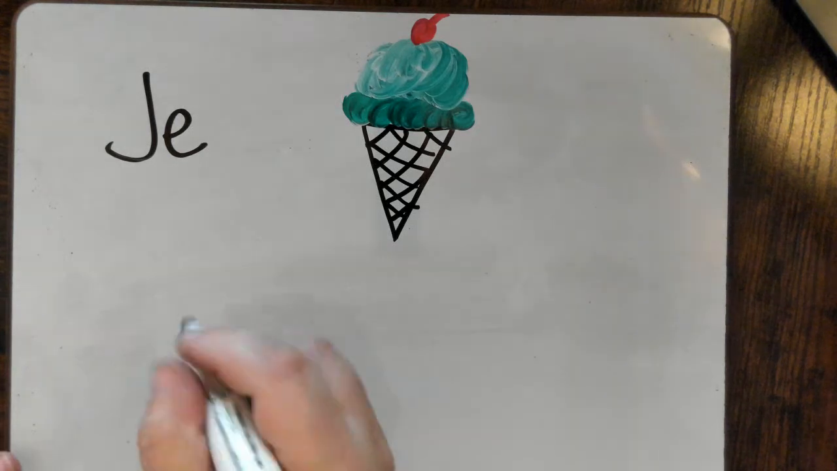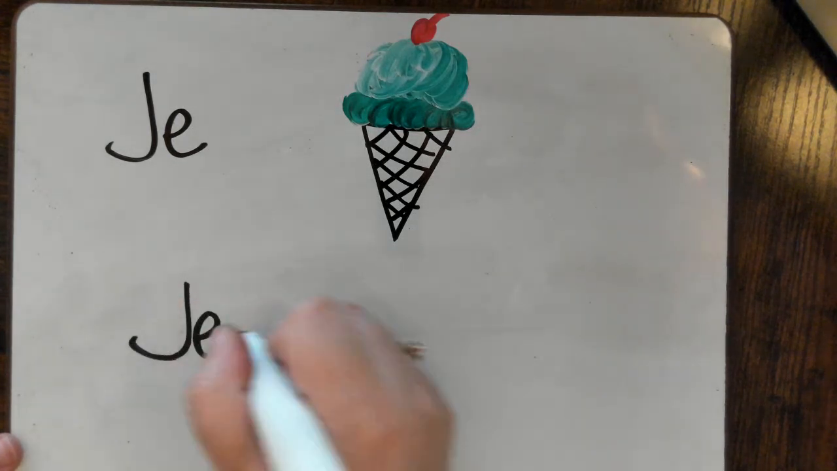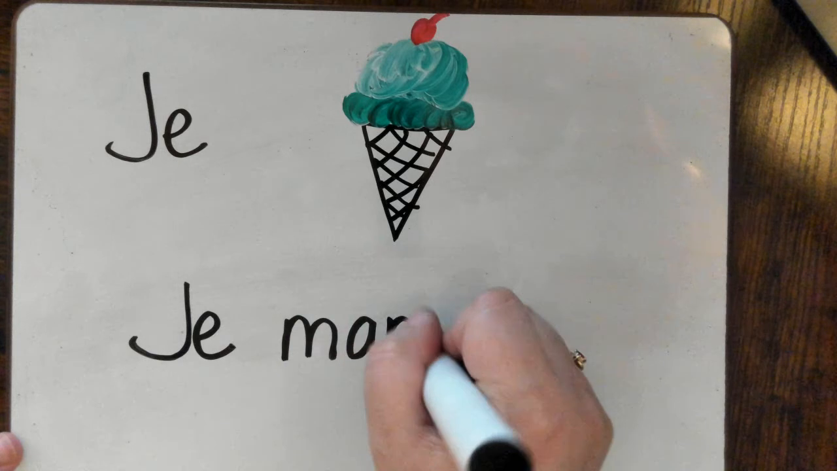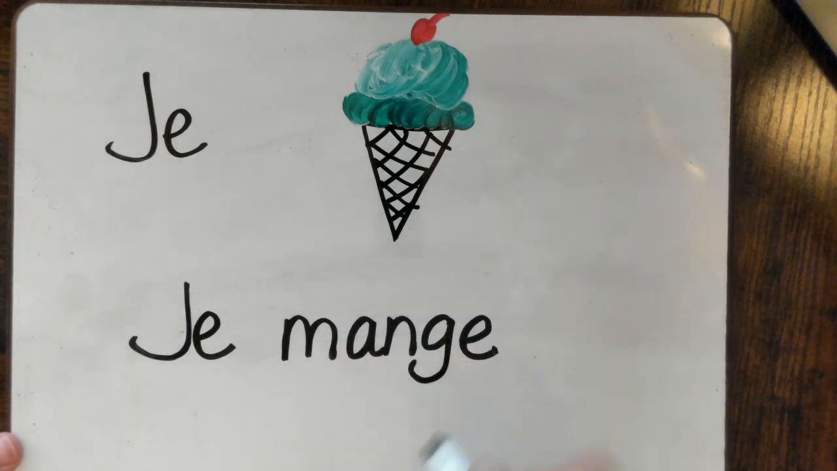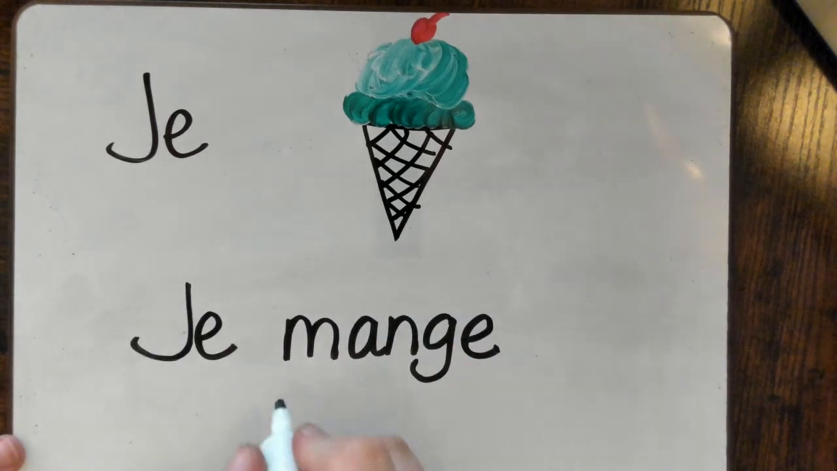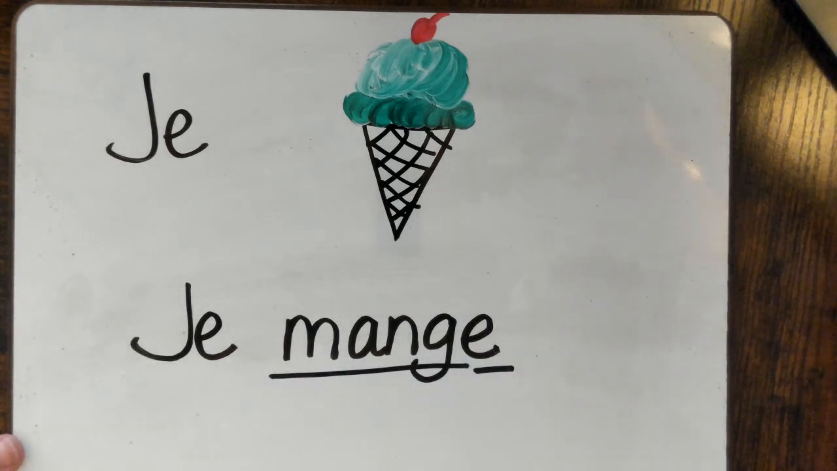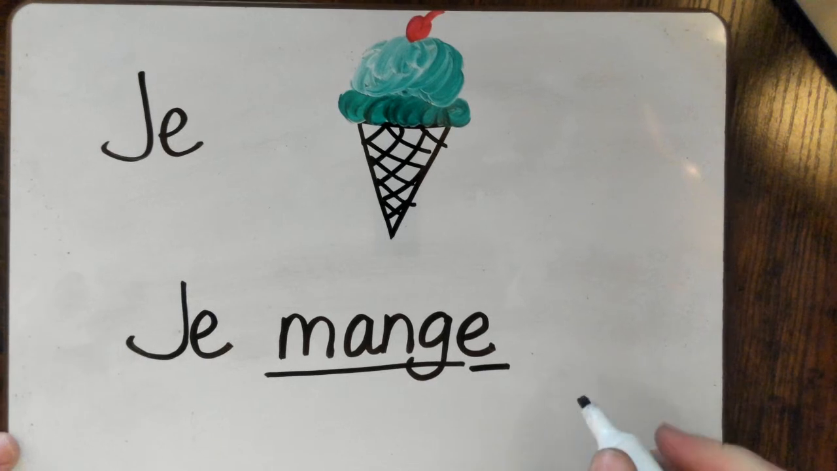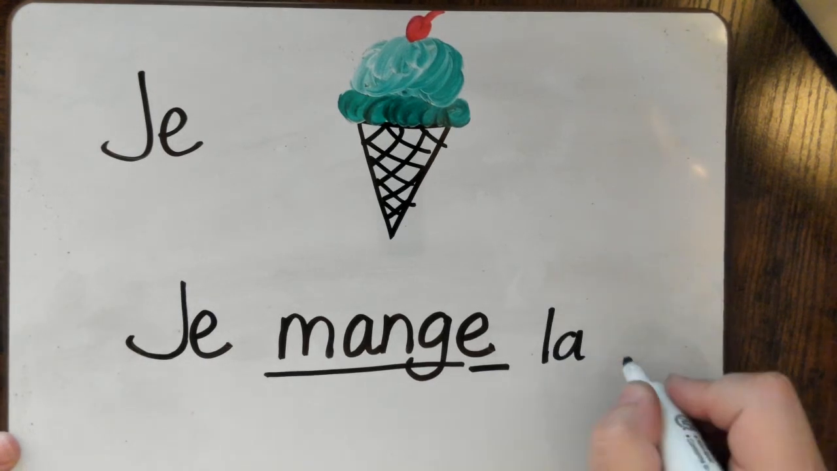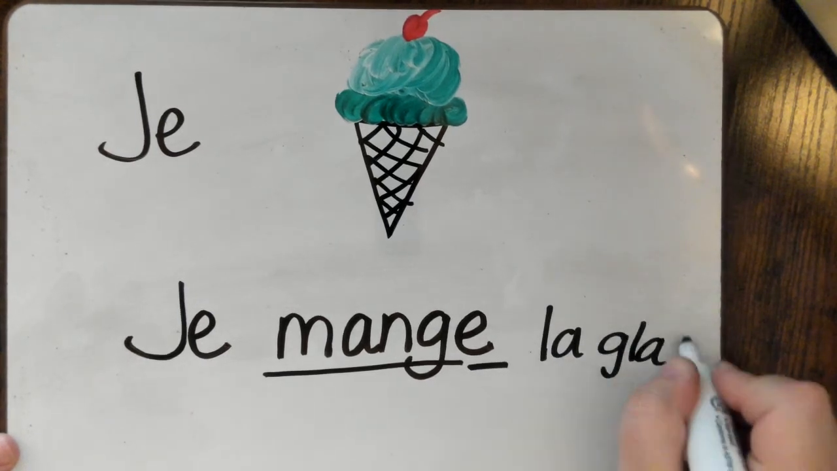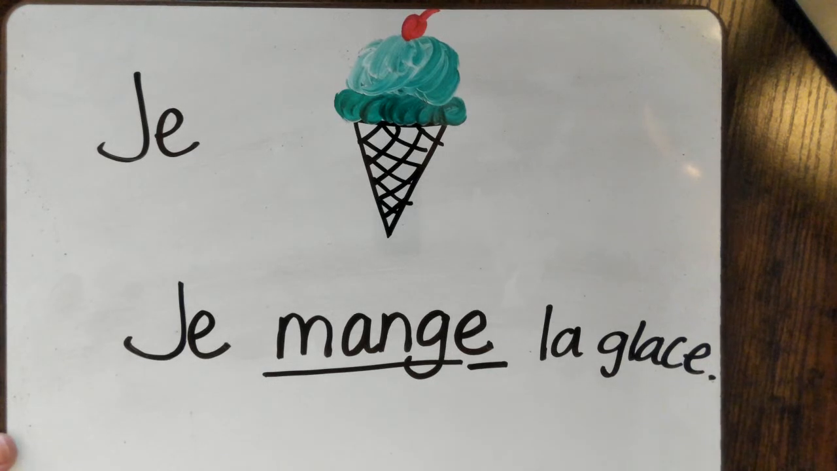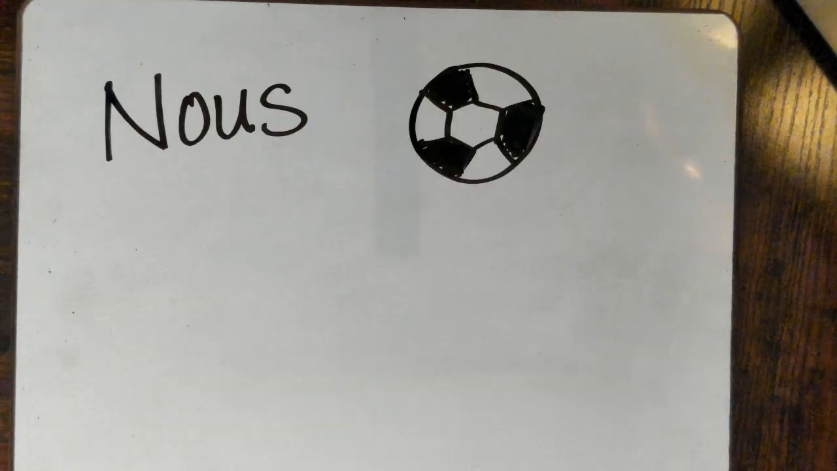Okay, here's my answer. Je mange. I eat. Here's my stem, here's my ending. Now, if you wanted to add something more to this, you could have said je mange la glace. I eat the ice cream. Here's the next one.